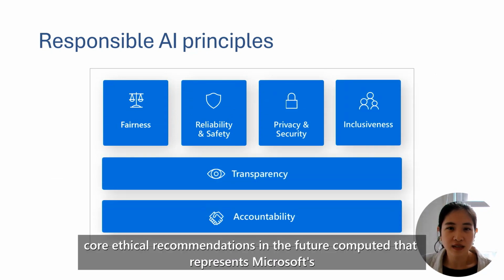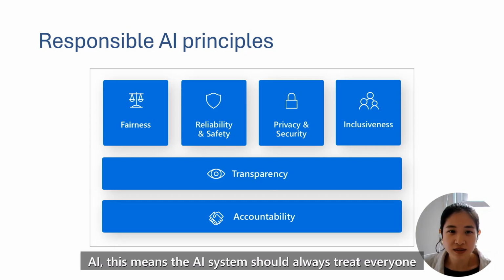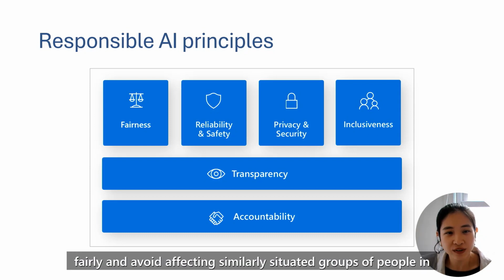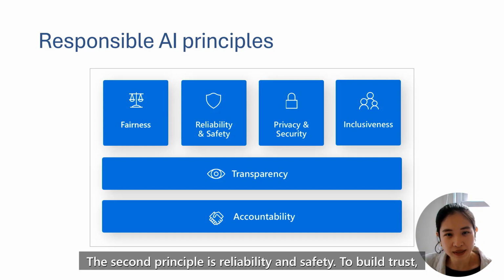We're showcasing the six core ethical recommendations in The Future Computed that represents Microsoft's view on AI. The first principle here is fairness. For AI, this means the AI system should always treat everyone fairly and avoid affecting similarly situated groups of people in different ways. The second principle is reliability and safety.